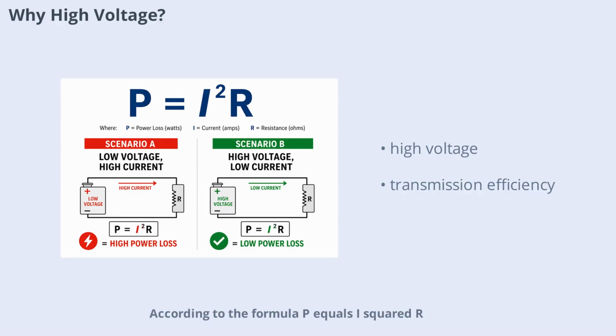According to the formula P equals I squared R, power lost as heat increases with the square of the current. By transmitting at high voltage, the current is much lower, which means energy losses are dramatically reduced. This is why those massive towers carry electricity at hundreds of thousands of volts.